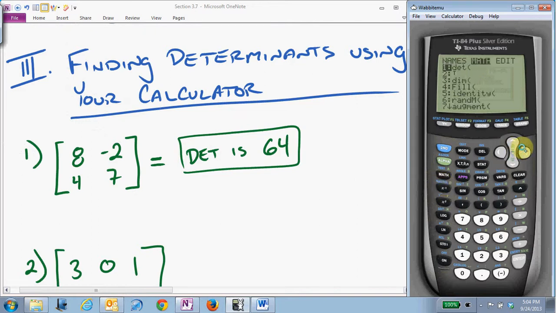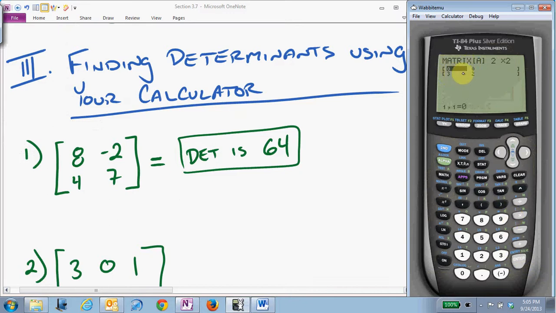I'm going to go over to edit, and I'm going to edit my matrix. Here I've got a 3 by 3. You may have a 1 by 1 or something different. I want to put in this matrix here. Up here is where I put in the dimensions, and remember, it's rows by columns. So I have 2 by 2, so I'm going to hit 2, enter, 2, enter.